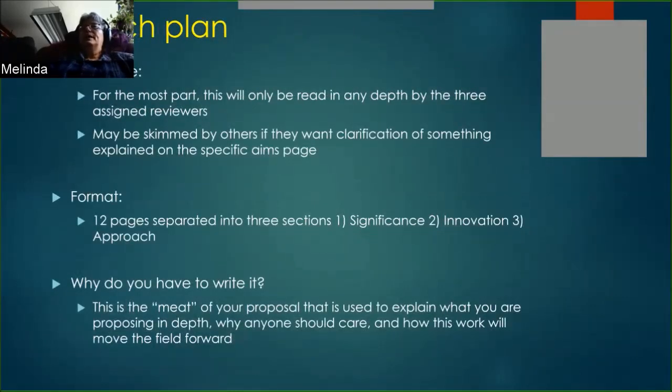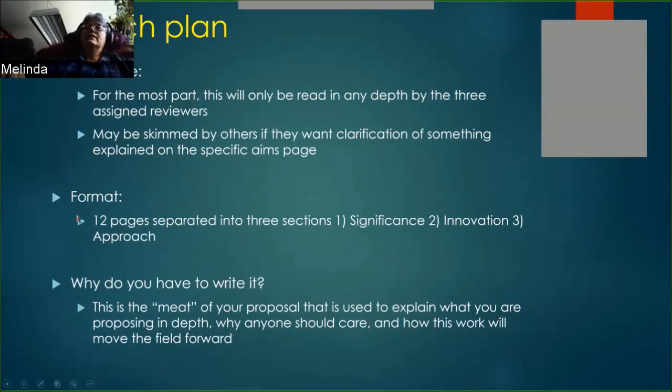The research plan is what you're going to end up spending the most time, effort, and energy on. In some ways, the depressing side of that is it's only going to be read by 3 people who count. Generally the program officers do not read your entire research plan. Sometimes they might skim it if they want clarification of something that was explained on the Aims page, but really only those 3 assigned reviewers are going to be reviewing it in depth.